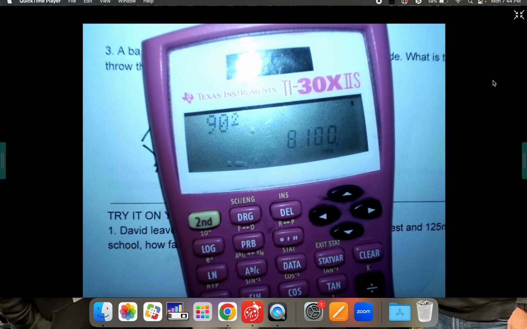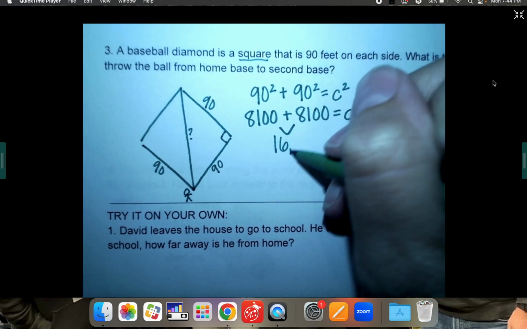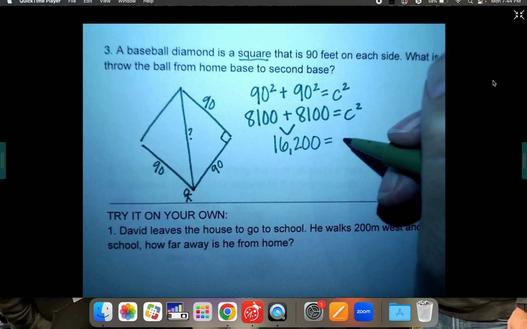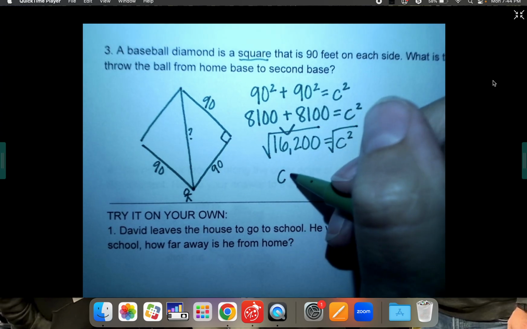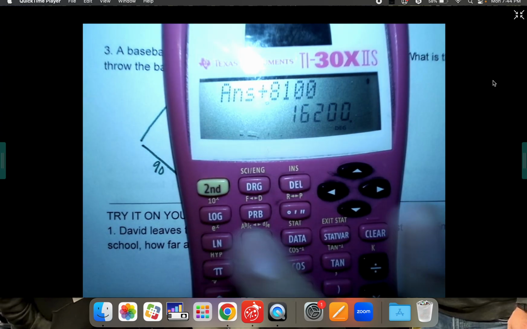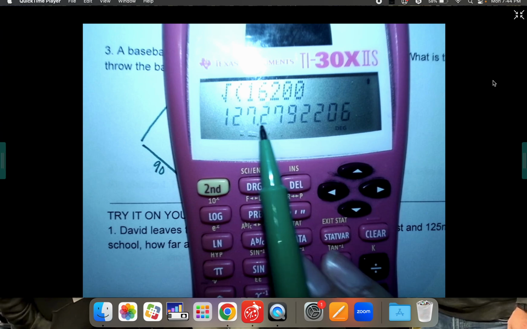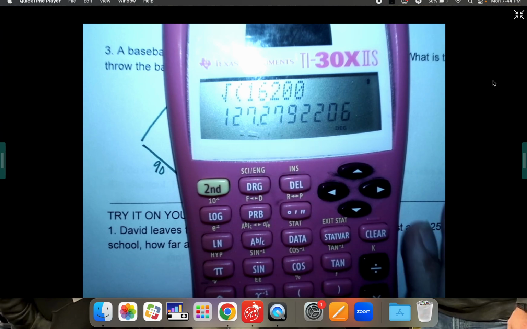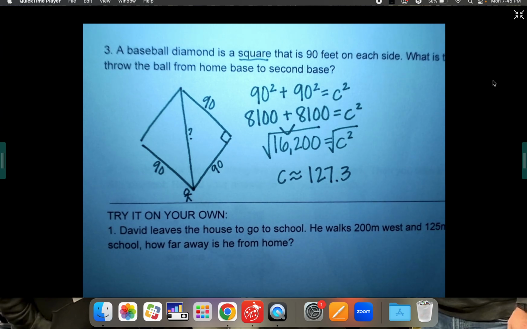90 squared is 8100. Yeah, 8100 plus 8100 is 16,200. And then we're just going to square root both sides. The distance across, square root of 16,200, is about 127 point, that's going to bump it up to 3. So 127.3 about, and that is feet.